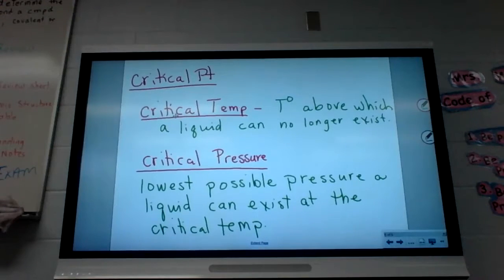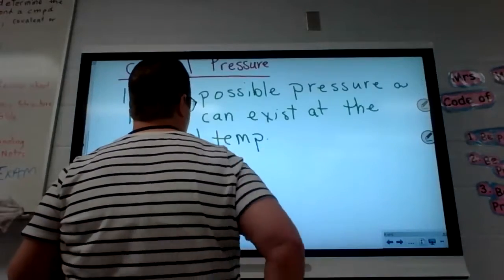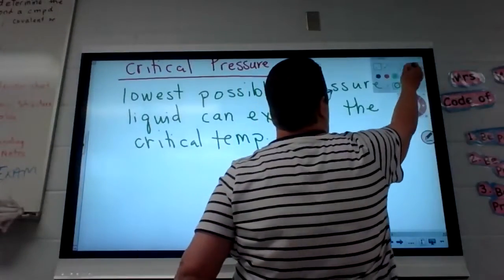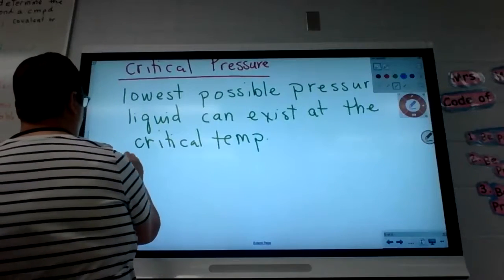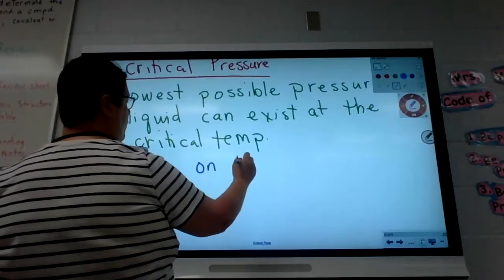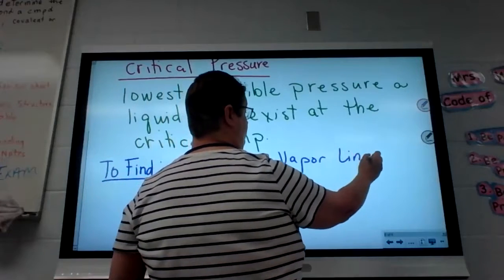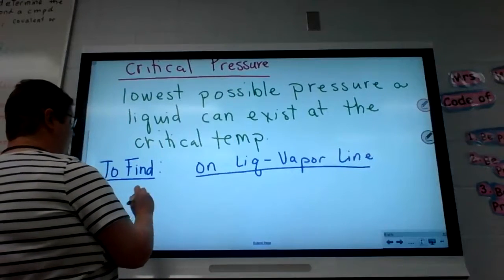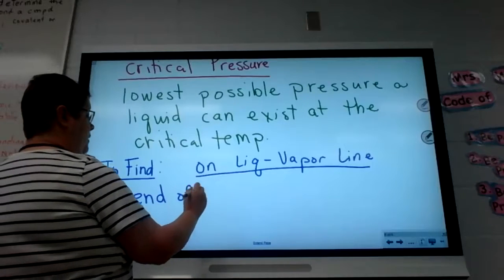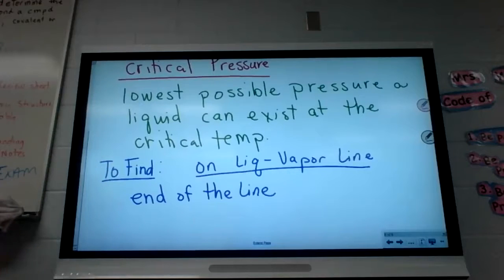Does everybody have the top one so I can make it bigger for Caleb? Yeah. Okay. All right, so how are we going to find the critical point? To find the critical point, first of all, it's on the liquid vapor line. And it is the end of the line. It's the ending.